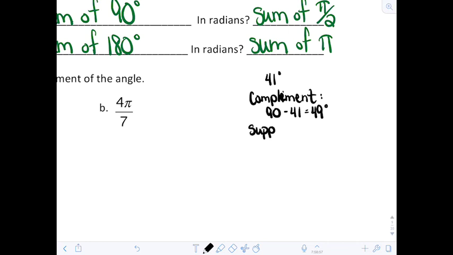How about now the supplement? So the supplement would be where I would take 180 and subtract 41. And so we would look at the difference between that. So that would be 139 degrees. So the way that we find the complement and the supplement would be to take the sum, which has to be 90, and subtract the difference. So in degrees, you've done that in geometry, but now we're going to look at doing it with radians.